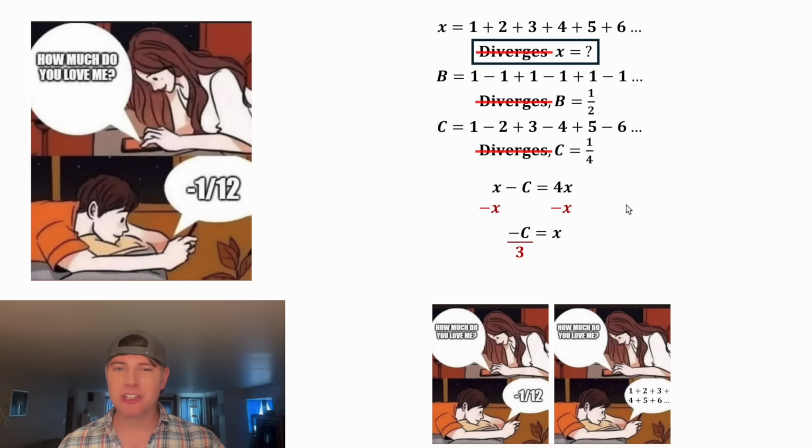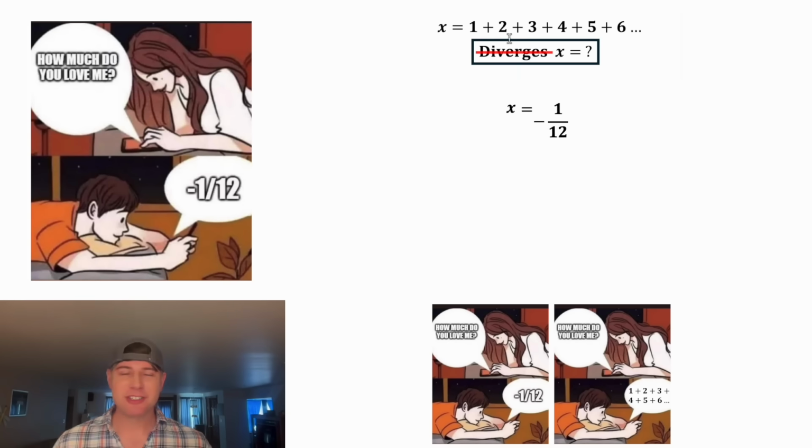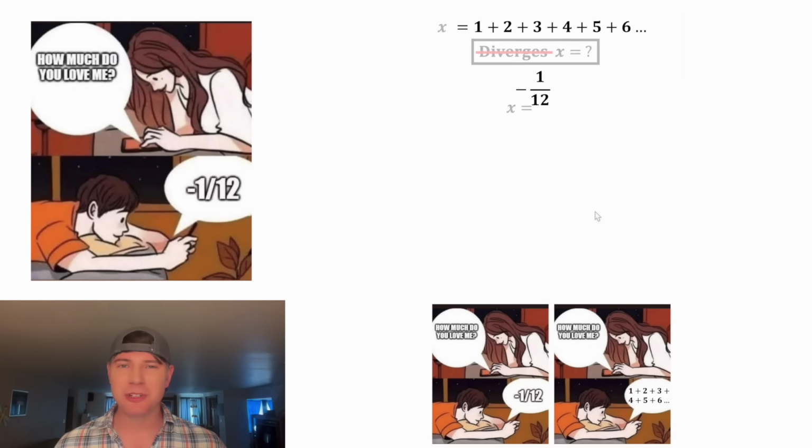Earlier with our assumptions, we found that c is equal to 1/4. So let's plug in 1/4 for the c. And then negative 1/4 divided by 3 is negative 1/12. So we end up with x is equal to negative 1/12. This is so interesting. So if we ignore the fact that this obviously diverges and keeps growing forever and assume that it converges, the math tells us that this sum would equal negative 1/12.